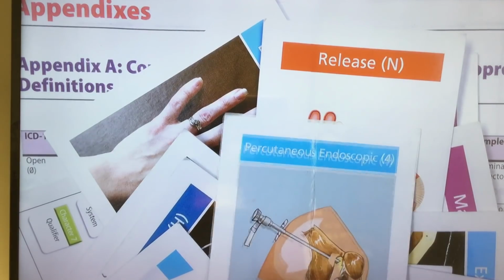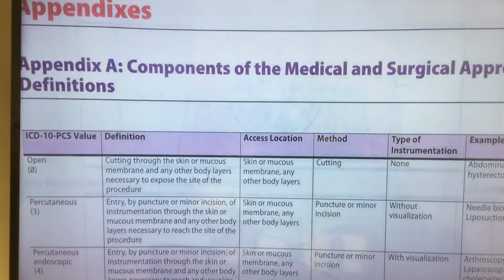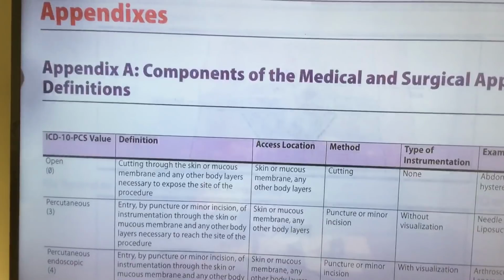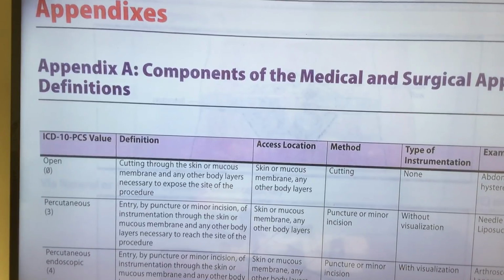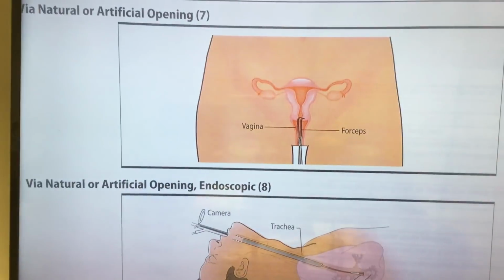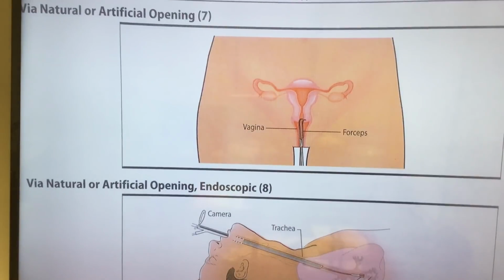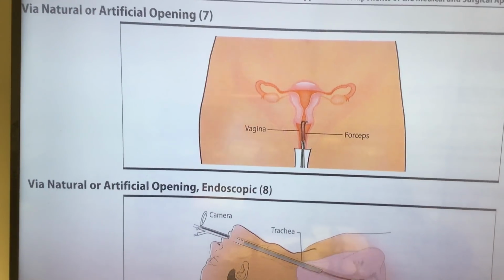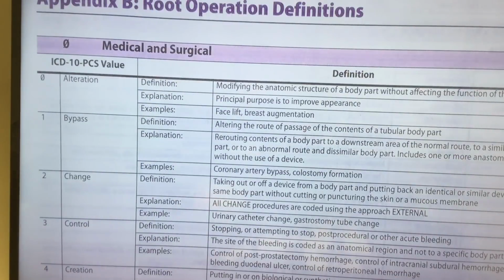Here's my flashcard on the approach. All right, let's put all that to the side. You see my table, all my PCS tools are there. So Appendix A, medical and surgical approach definitions. And they've got some cool pictures. I'm visual as well, so I highly recommend that you use those.